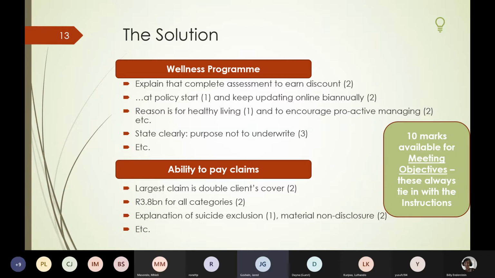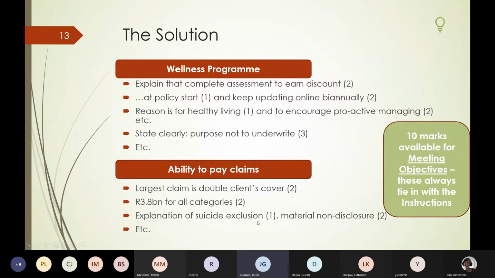However you say it, your intention is that you're saying that the claim of the cover of the client is well within our comfort levels. You would get 2 marks for that. If you mentioned the fact that it's 3.8 billion, so you had to do a bit of a tally there, you get 2 marks for that as well.